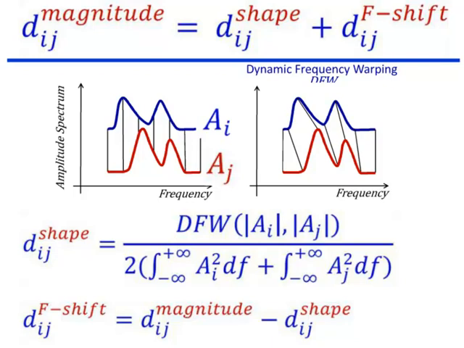If we match the peaks and the valleys, we will get the discrepancies due only to the shape. We call this dynamic frequency warping because it's analogous to dynamic time warping used in speech recognition. And then we can get the discrepancy due to shifting of frequencies using the bottom equation.